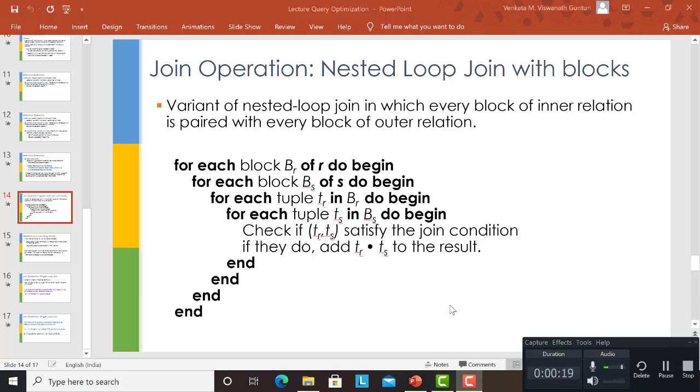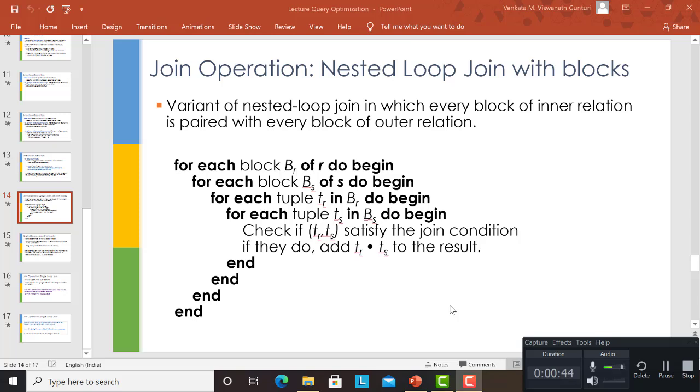So the first one being the nested loop join algorithm. From the name of the algorithm itself, you can guess what this is about. So let's say you have two relations, let's say employee table and department table, and then you want to join both these tables on the department number attribute, right?